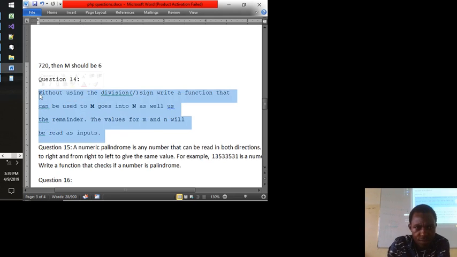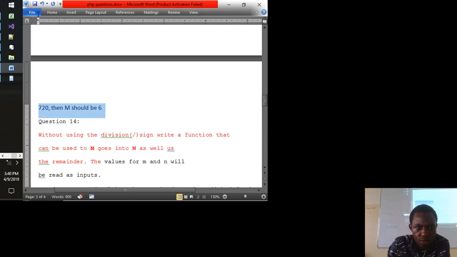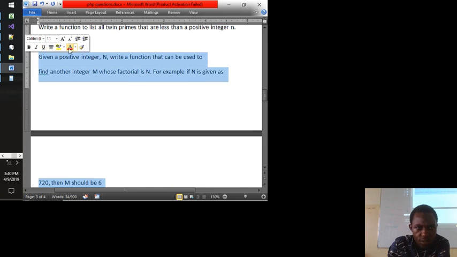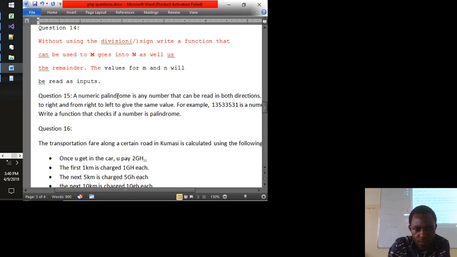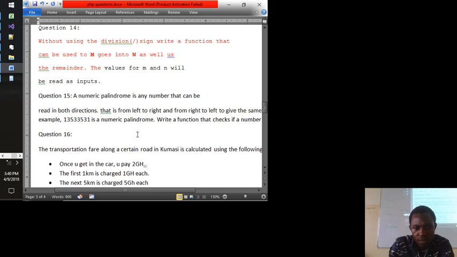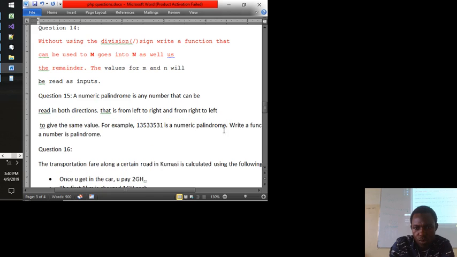We've done this one, so this one is out. The factorial is also out. I think this is what we did, the palindrome. We've done this one also.